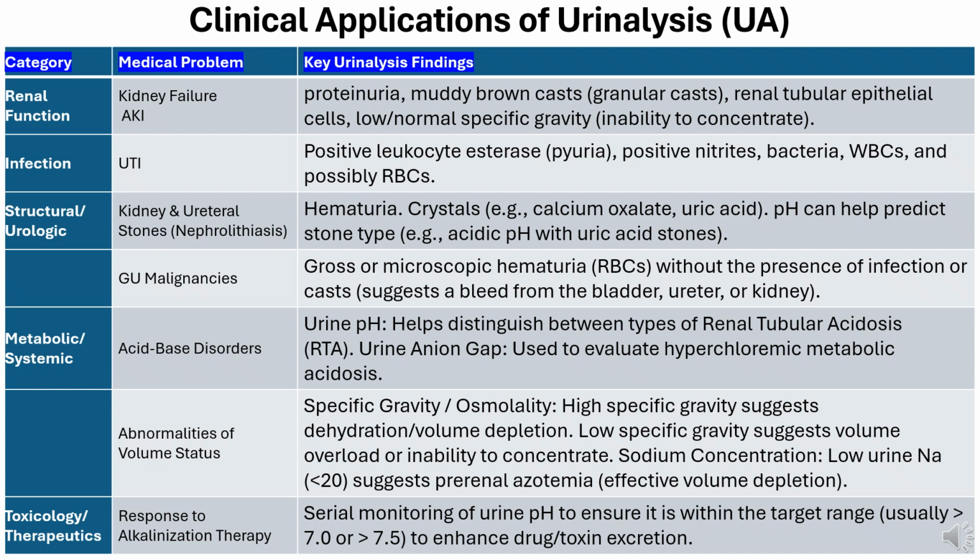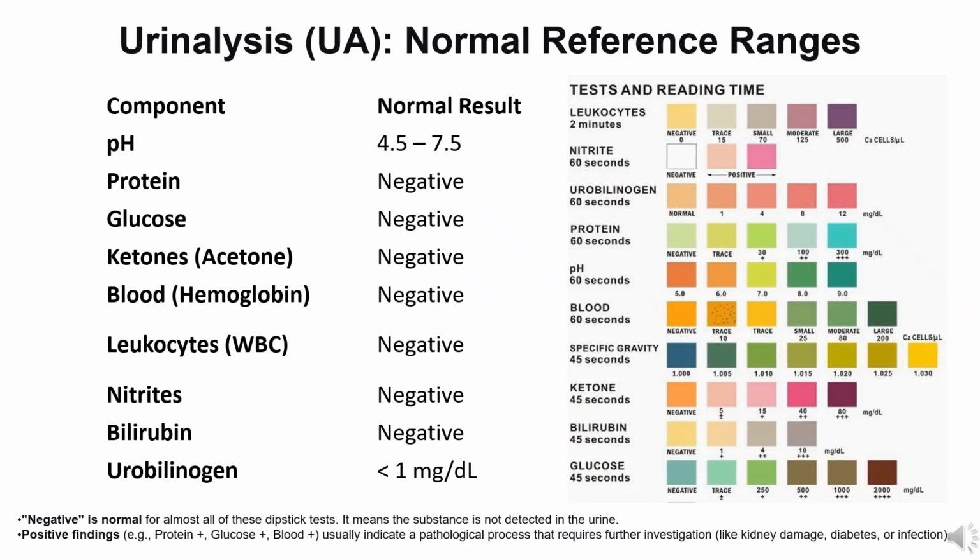UA is a commonly ordered panel of tests on a sample of urine which can evaluate a wide variety of medical problems, including kidney failure, urinary tract infections, kidney and ureteral stones, and malignancies, acid-base disorders, volume status, and response to alkalinization therapy, which can be undertaken to improve excretion of certain drugs and toxins.